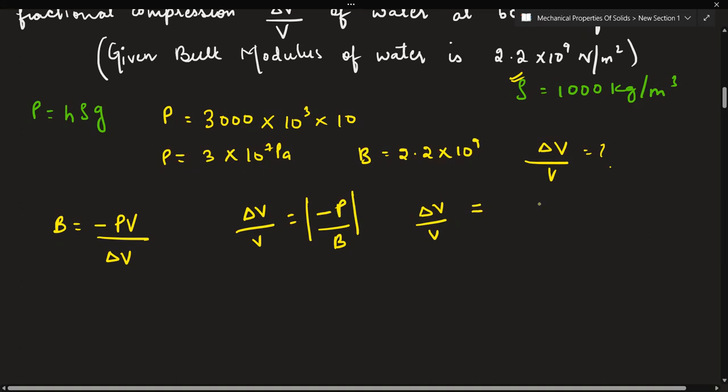See, what is the pressure given? Pressure is given 3 into 10 to the power 7 divided by the bulk modulus. What is the bulk modulus of water given in the question? 2.2 into 10 to the power 9. So delta V by V, on solving this, would be approximately equal to 1.36 into 10 to the power minus 2. And it would be unitless because meter cube would be on the numerator side as well as meter cube on the denominator side. Fine.